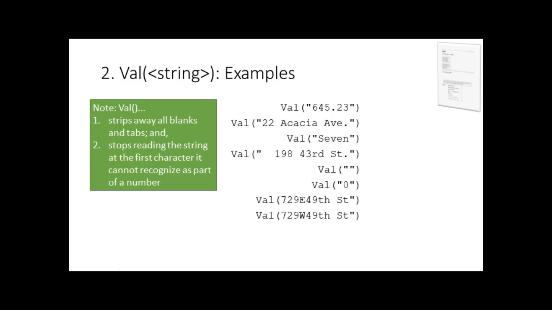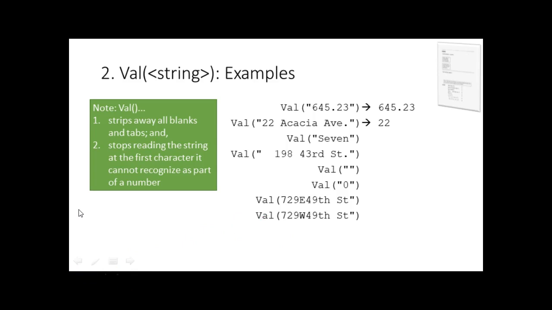Here I have a number of examples. They match up with your sheet. I think there might be a few extras, so you may feel compelled to copy down the last few. In the case of Val of 645.23, that is pretty straightforward. It will convert to 645.23. The next one, 22 Acacia Ave. It recognizes 22, and then it stops. It recognizes 22. It sees the space, and then it stops at the A, where it can't figure out what's going on. So you end up with 22.